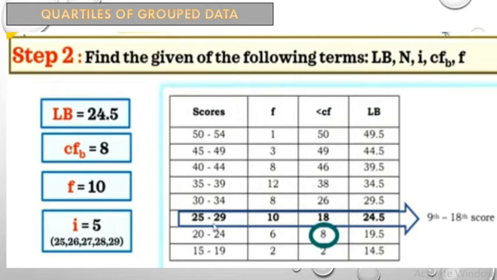So, our LB or ating lower boundary ay 24.5. Tingin po tayo sa LB column. And our CFB or our cumulative frequency below, hindi po yung 18 na nakuha po natin, kundi yung nasa baba niya, which is 8. So, mag-ingat po dito kasi kadalasan yan po yung namamali. Remember, our cumulative frequency below ay hindi po yung nakukuha natin, kundi yung nasa baba po. And our frequency is 10 and interval, alam po natin yan na that is 5 kasi yung sa scores natin, tingnan po natin 25, 26, 27, 28, 29.